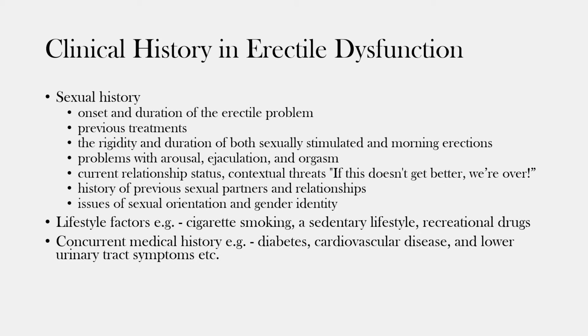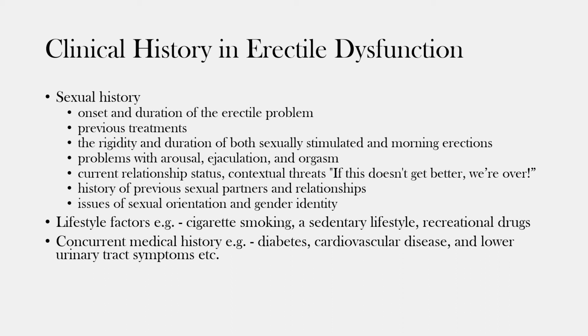Also, current relationship status and contextual threats. For example, I've included, if this doesn't get better, we're over, or if this doesn't get better, I'm leaving you, or this relationship's finished. All of those kind of relationship stresses, but also work stresses, other anxiety and mental health is good to explore. Furthermore, any history of previous sexual partners and relationships. Is this an issue that happens with just a single partner or with all partners? If the patient shares that with you, it's important as well. And then issues of sexual orientation and gender identity.